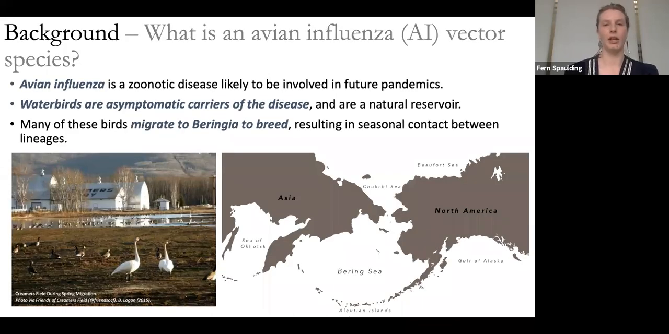So background, what is an avian influenza vector species? Avian influenza is a zoonotic disease that is likely to be involved in future pandemics. Waterbirds, such as waterfowl and shorebirds, are asymptomatic carriers of the disease and are a natural reservoir for avian influenza viruses. Many of these birds also migrate to Beringia to breed, resulting in seasonal contact between these lineages. And here we have a photo of Kramer's Field during spring migration, where you can see many different species using this area as a migratory stopover.